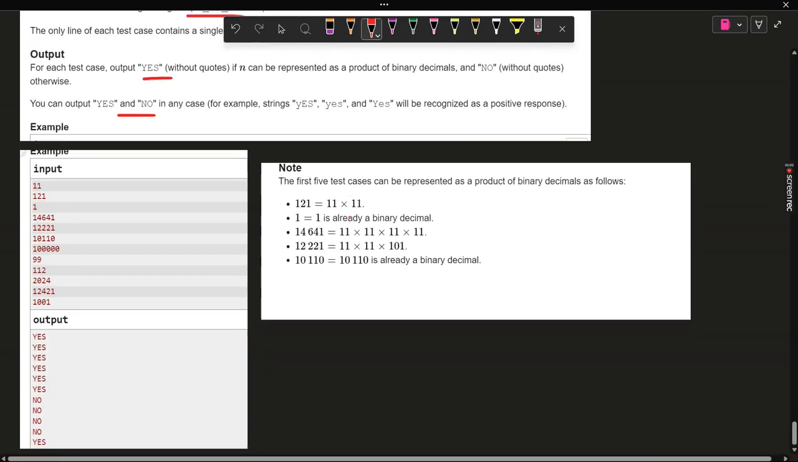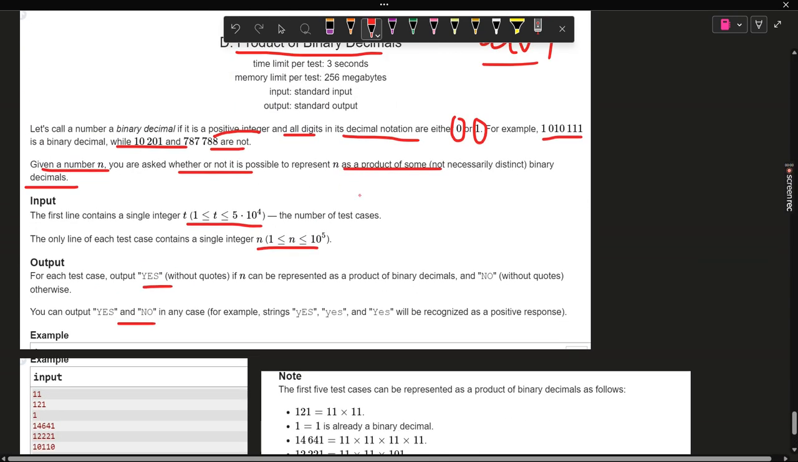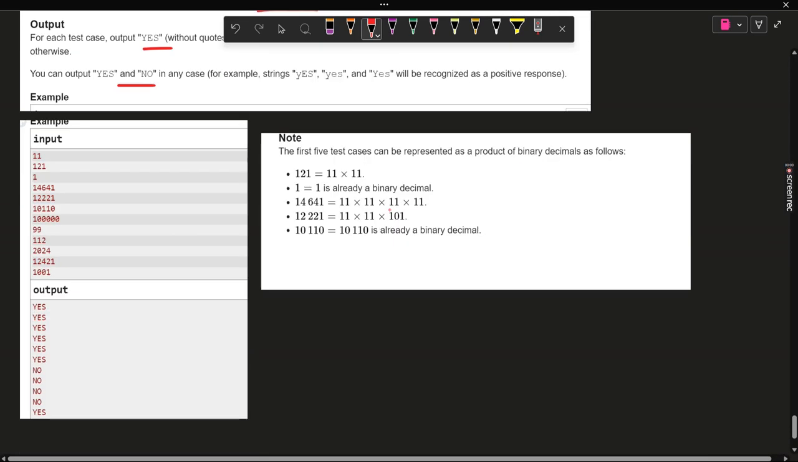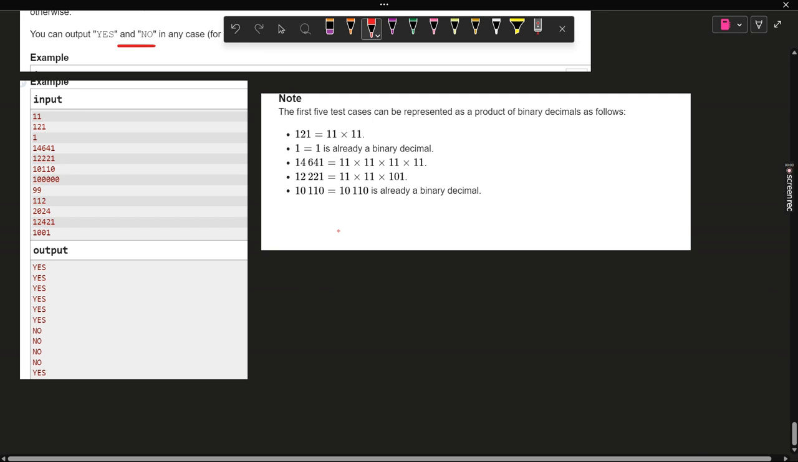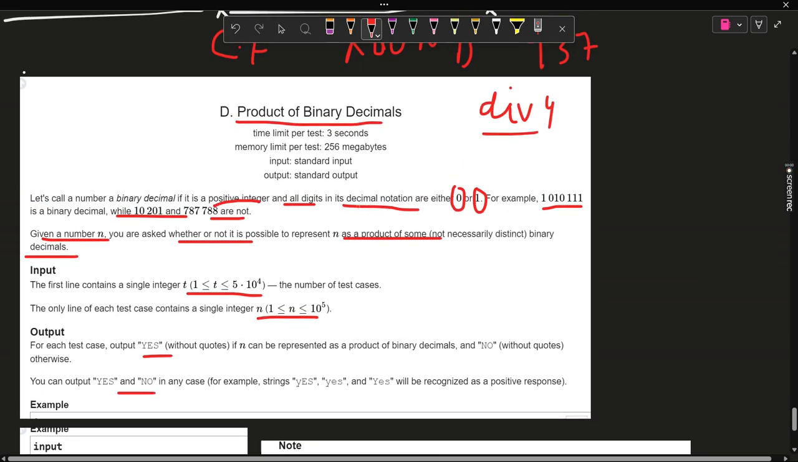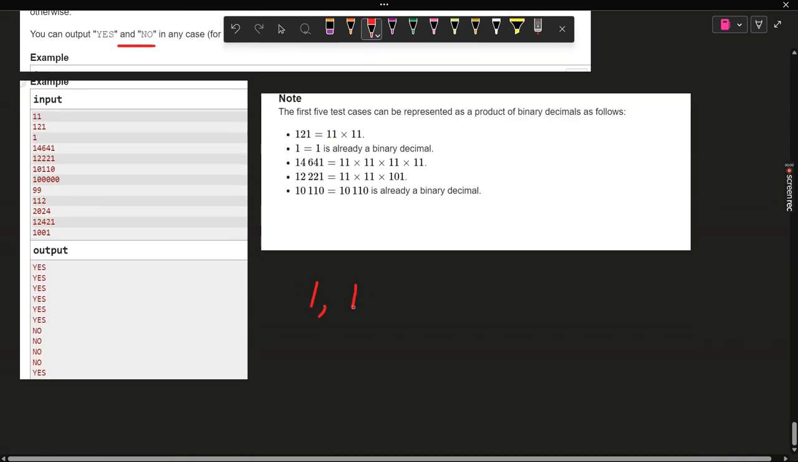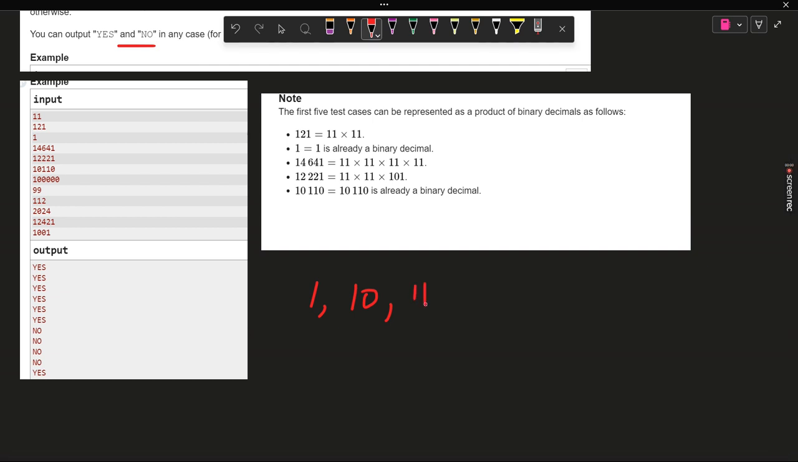So let us see what kind of numbers these binary decimals are. According to the question, they are the numbers having 0 or 1 as the only digits, not in binary, but in decimal notation. So 1 is a binary decimal, 10 is a binary decimal, 11 is a binary decimal, again 100 is a binary decimal, 101 is a binary decimal number, 110, and so on.